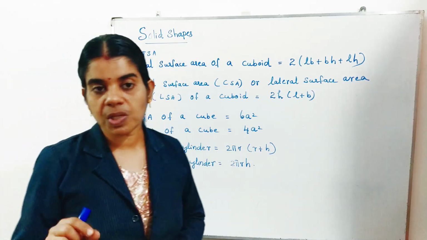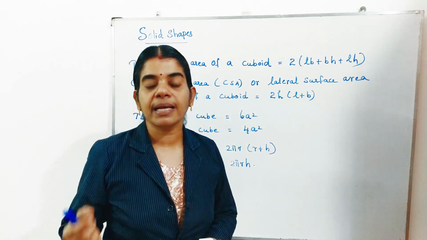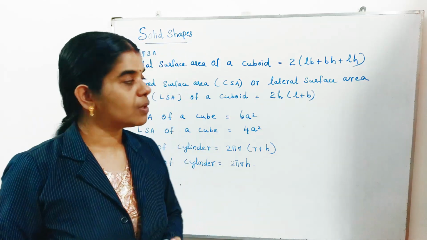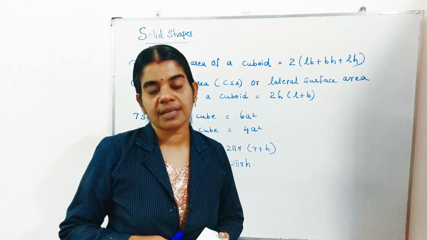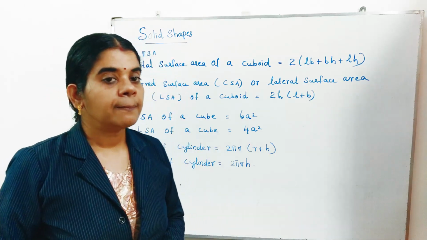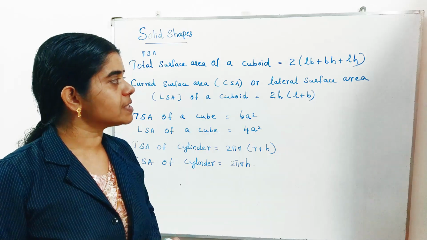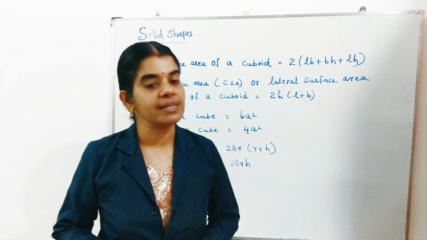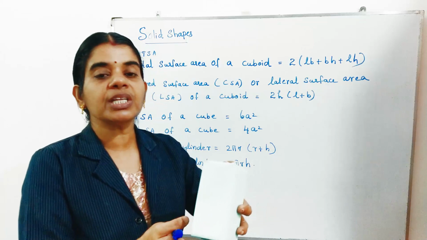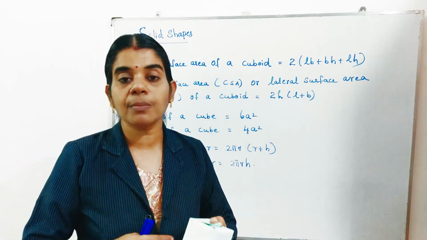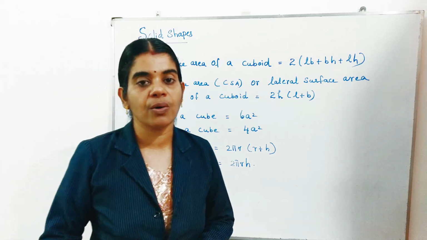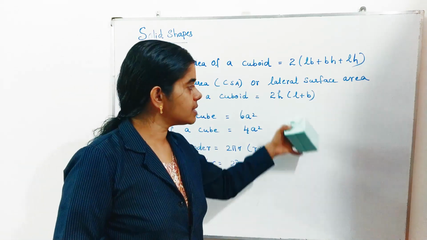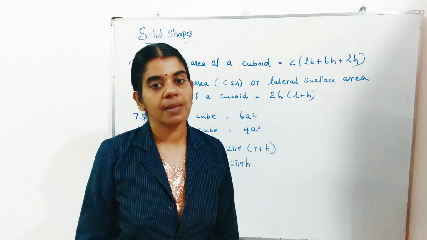Then L, B, H are the length, breadth and height of a cuboid. Total surface area means 6 faces are there, and all the 6 faces are rectangles. Then 2 into LB plus BH plus LH will be the total surface area. If we remove the top and bottom surfaces, the remaining 4 faces' area is known as the lateral surface area or curved surface area. That is equal to 2H into L plus B.